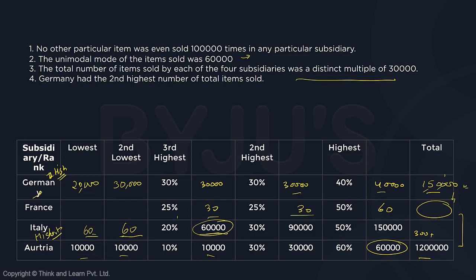Okay, it's already 120. So more than 120 and less than 150 is not possible as a multiple of 30,000, right? So 30, 30, 60 is also not possible. And similarly for the higher values, 40, 40, 80 is also not possible, because in that case France will be higher than Germany. So all the possibilities are ruled out here. So can I say that this 30, 30, 40 is not possible? Are we clear? So this case is ruled out.